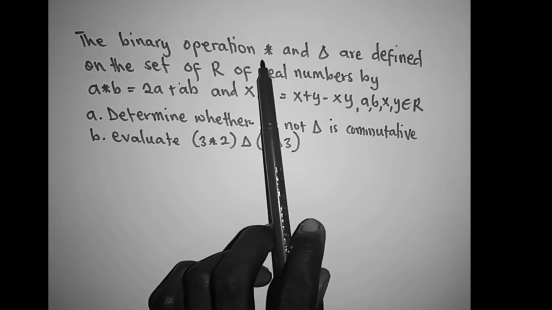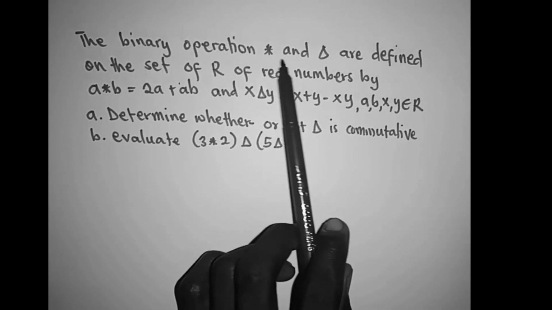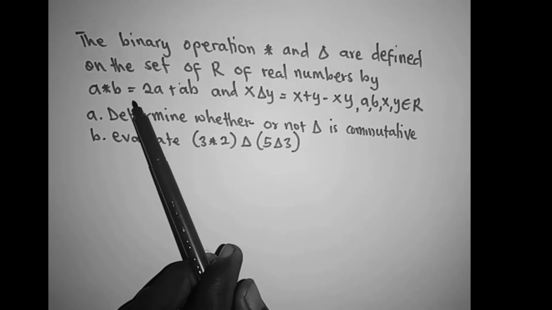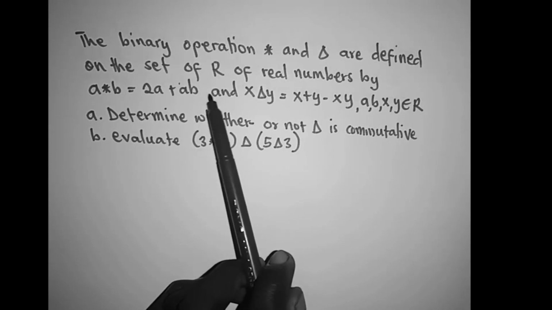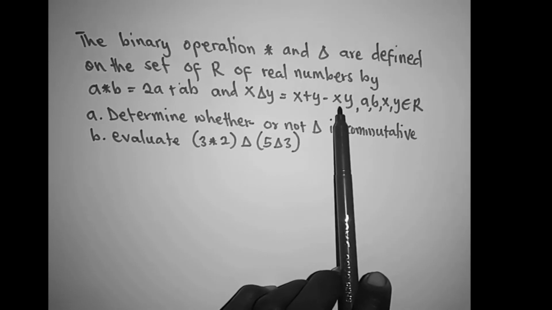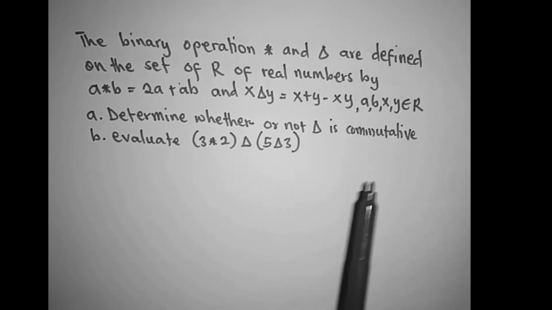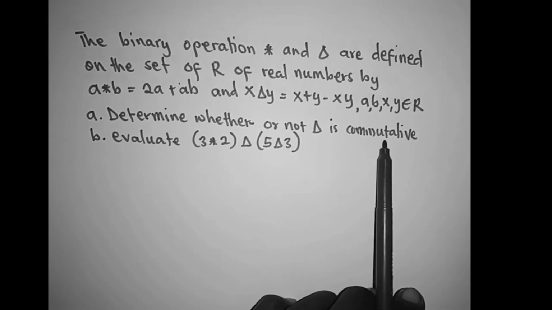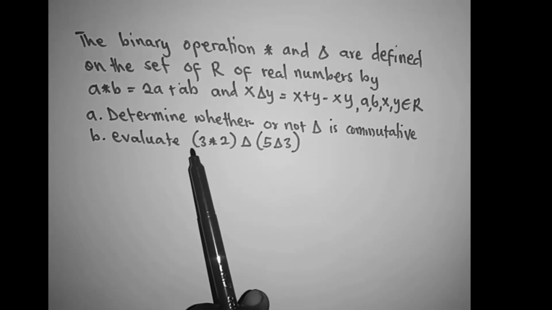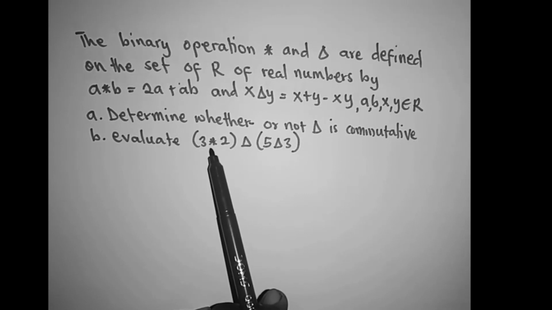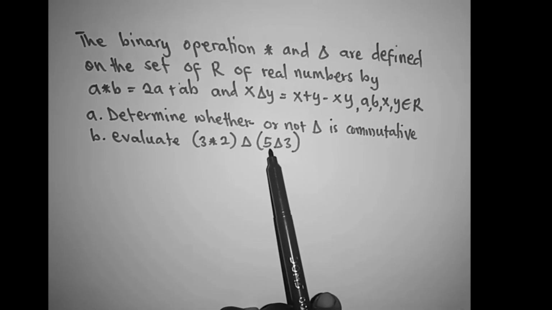A binary operation, asterisk and delta, are defined on the set of real numbers by a asterisk b equals 2a plus ab and x delta y equals x plus y minus xy, where a, b, x, y are all real numbers. The a portion is determine whether or not the operation delta is commutative, and the b portion is we should evaluate in one bracket 3 asterisk 2, in another bracket 5 delta 3.